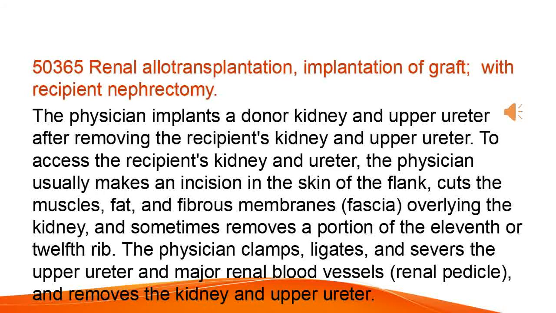Renal allotransplantation, implantation of graft, with recipient nephrectomy. The physician implants a donor kidney and upper ureter after removing the recipient's kidney and upper ureter. To access the recipient's kidney and ureter, the physician usually makes an incision in the skin of the flank, cuts the muscles, fat, and fibrous membranes, fascia, overlying the kidney, and sometimes removes a portion of the 11th or 12th rib. The physician clamps, ligates, and severs the upper ureter and major renal blood vessels, renal pedicle, and removes the kidney and upper ureter.